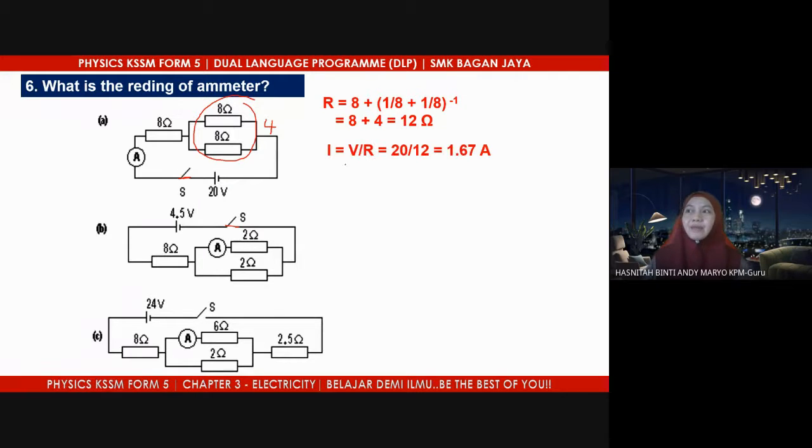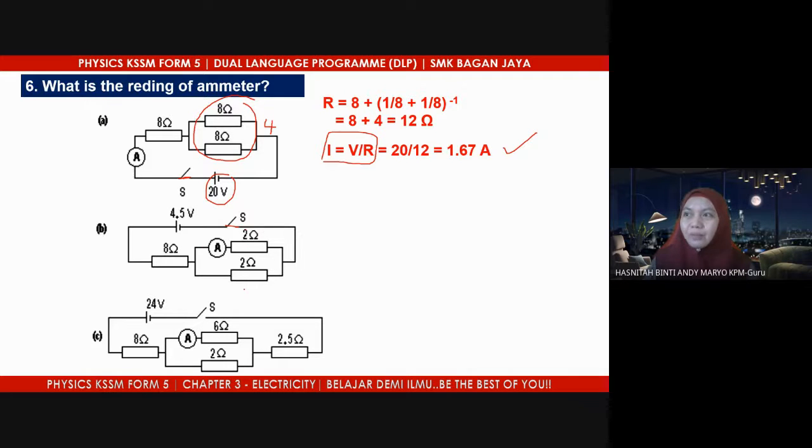So then you can find the current by using Ohm's law equation. For this one, the voltage supply is 20, effective resistance is 12, so 1.67. Alright. Okay, for B, okay student, these are all easy because they give the same values.